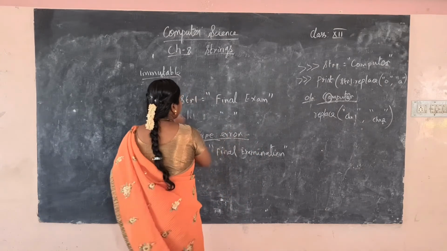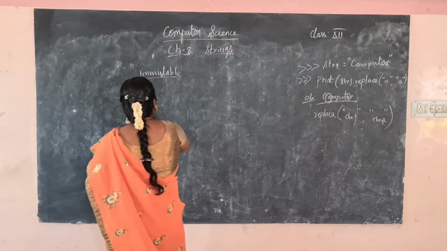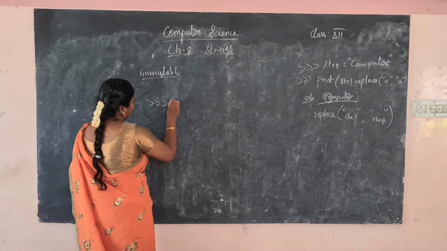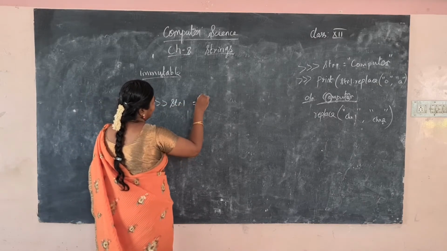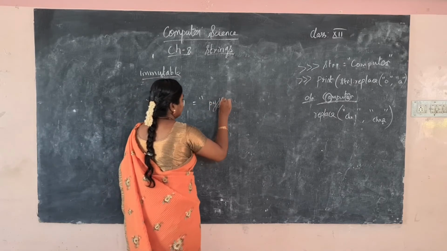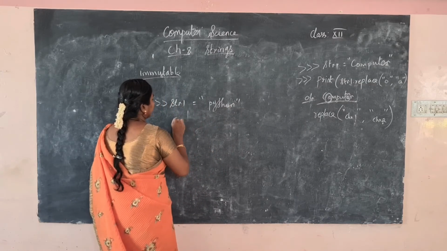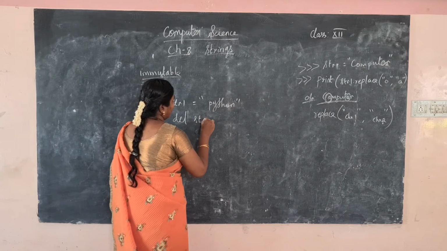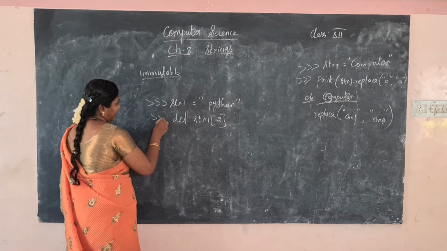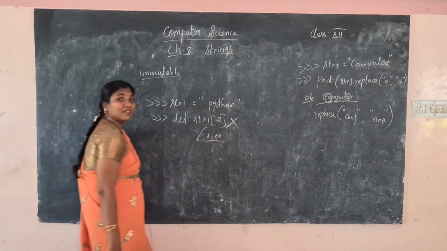The same thing applies to delete. You cannot remove a particular character. If string 1 is equal to a system or Python, and I want to delete, I cannot give delete string 1 of 0 or string 1 of 2. It will be an error. This is not possible in Python.